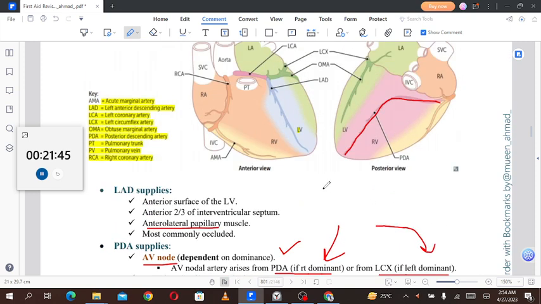Okay, so talking about the interventricular septum, we previously have discussed that the anterior 2/3 is supplied by the left anterior descending artery. So the anterior 2/3 is supplied by the LAD. The posterior 2/3 is supplied by the PDA, posterior descending artery.